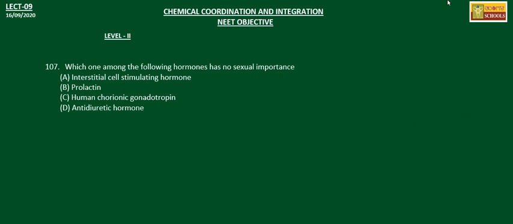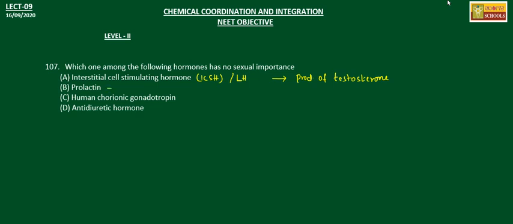So the next question, which one among the following hormones has no sexual importance? So here, interstitial cell stimulating hormone, we call it ICSH, or also called luteinizing hormone. I told you that the luteinizing hormone in males, we should call it ICSH, and this will be responsible for the production of testosterone. It acts on Leydig cells, and that produces testosterone hormone.